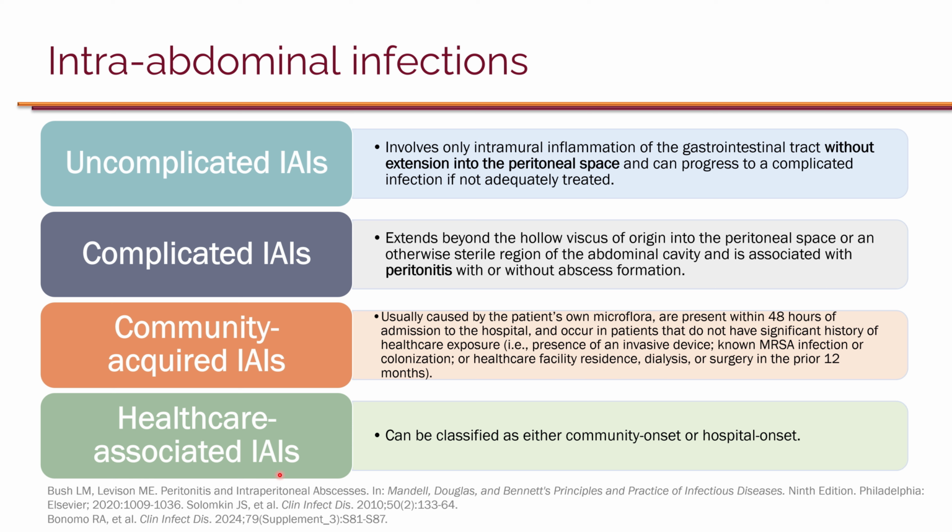Now, healthcare-associated intra-abdominal infection can be classified as either community onset or hospital onset. If it develops past 48 hours into the hospitalization, it's hospital onset. But also if it's in the community, but in the setting of a healthcare facility, for example, people who get dialysis routinely, or somebody who was getting surgery, those are typically community onset.